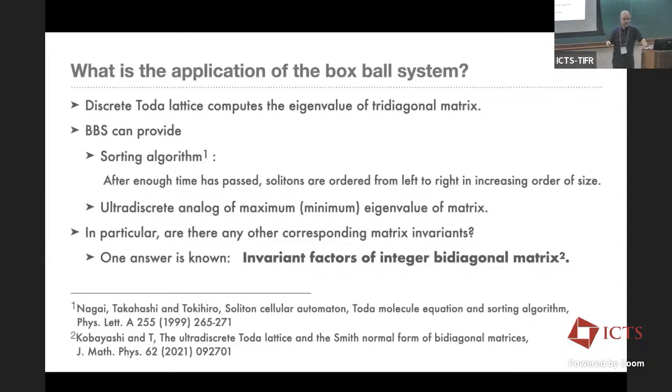But how about the box and ball system? Of course, there is already some understanding from the point of view of numerical systems. The BBS itself is a kind of sorting algorithm, done by Nagai-san, Takai-san, Tokihiro-sensei. Also some ultra-discrete analog of maximum eigenvalues can be computed using the ultra-discrete Toda. But now another interpretation can be given: our Toda box and ball system can compute the invariant factors of integer bidiagonal matrices.